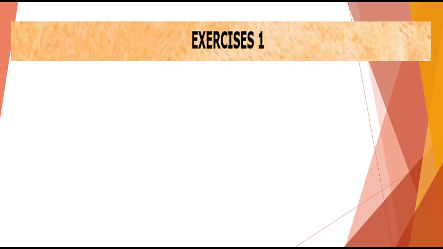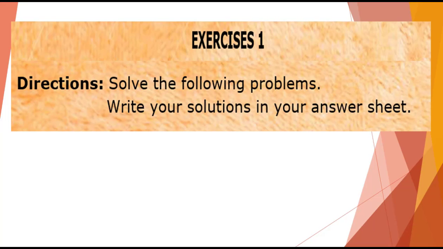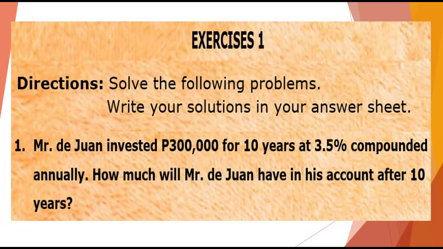Exercises number 1. Direction: solve the following problems. Write your solutions in your answer sheet. Number 1 problem. Mr. Wev invested 300,000 pesos for 10 years at 3.5% compounded annually. How much will Mr. Wev have in his account after 10 years?